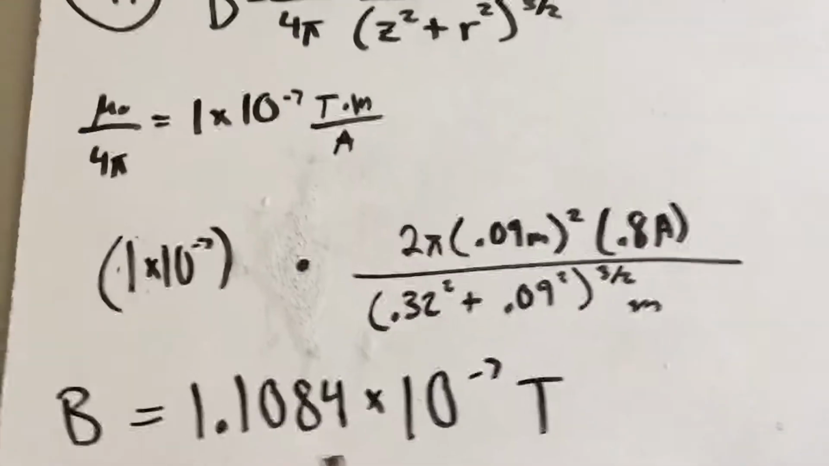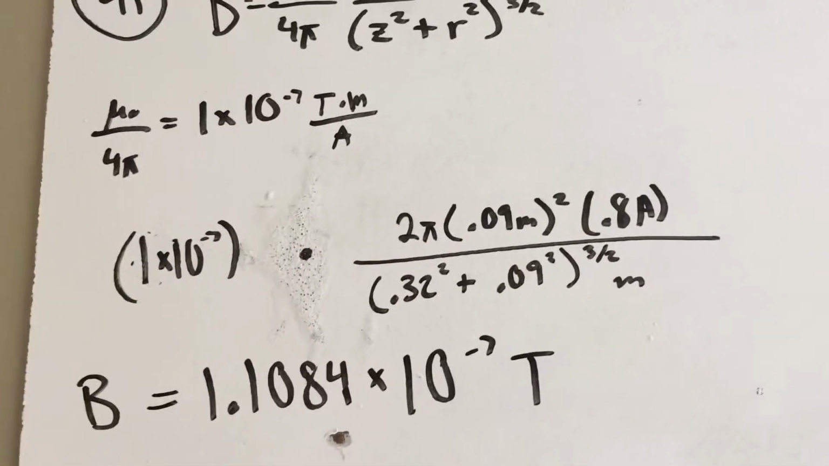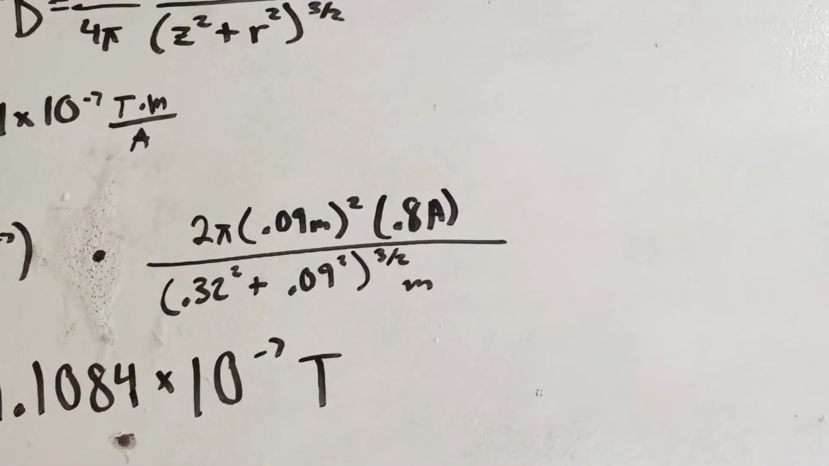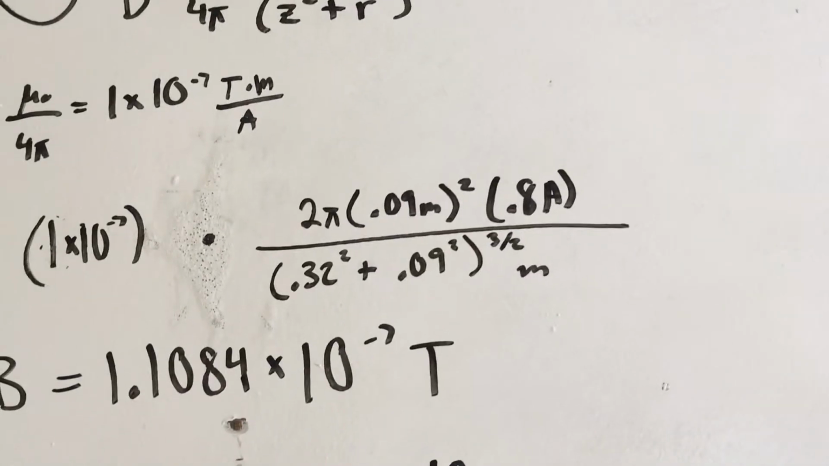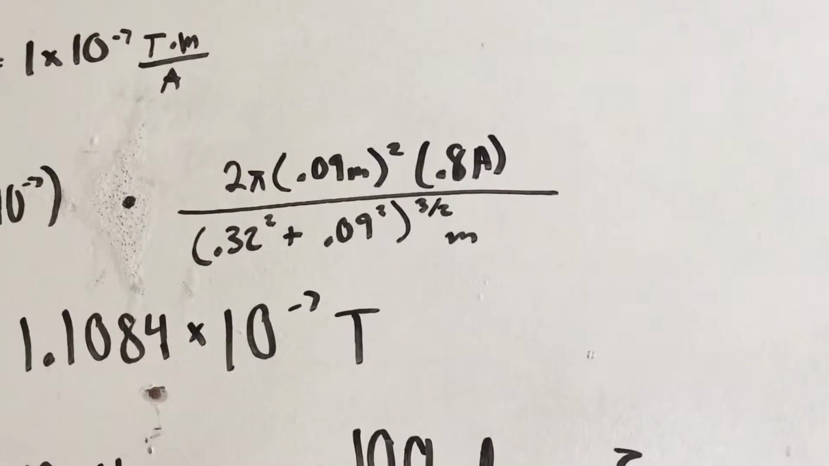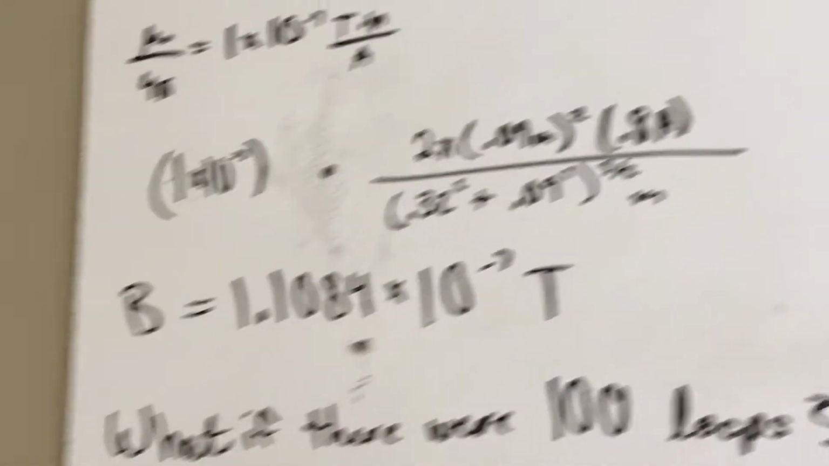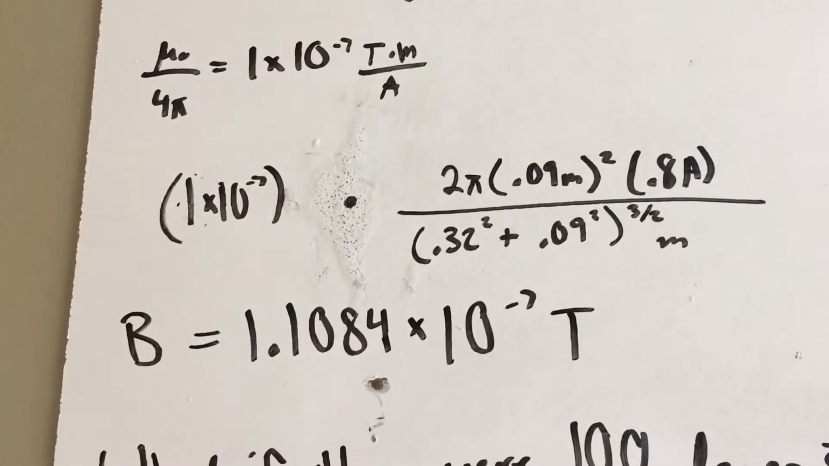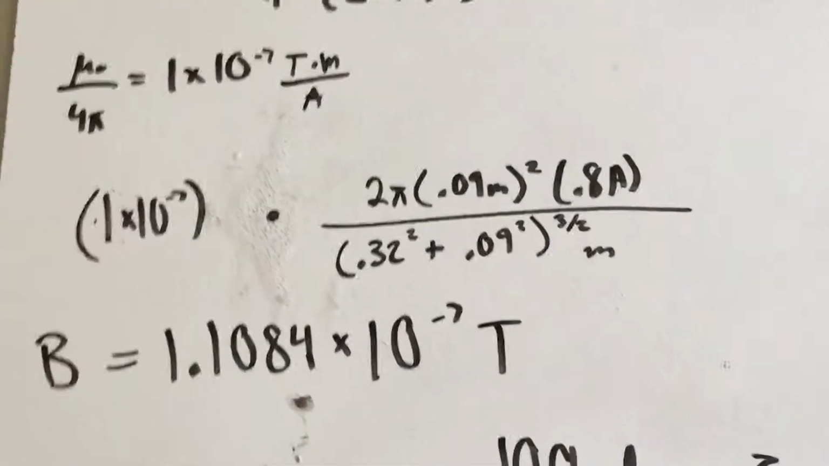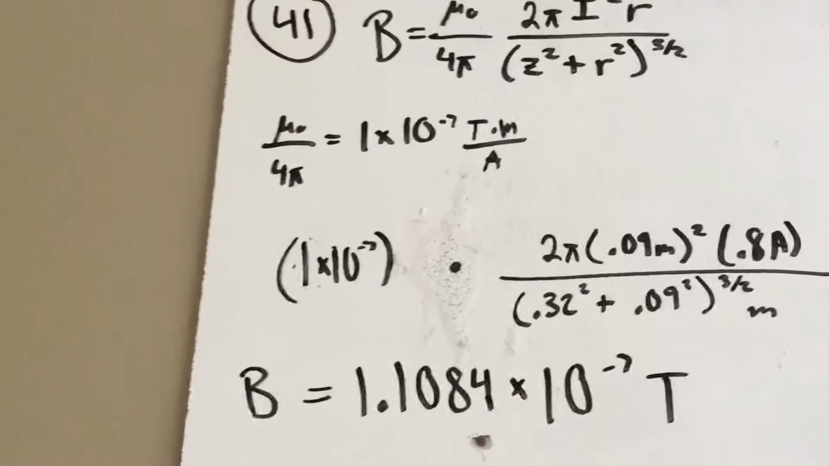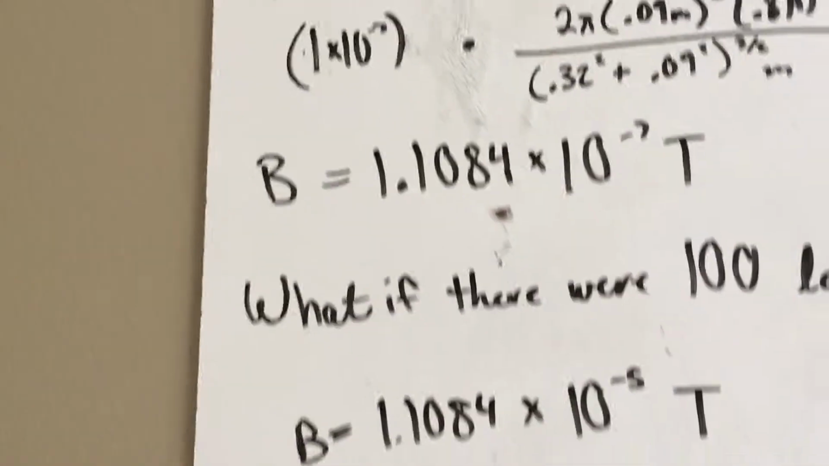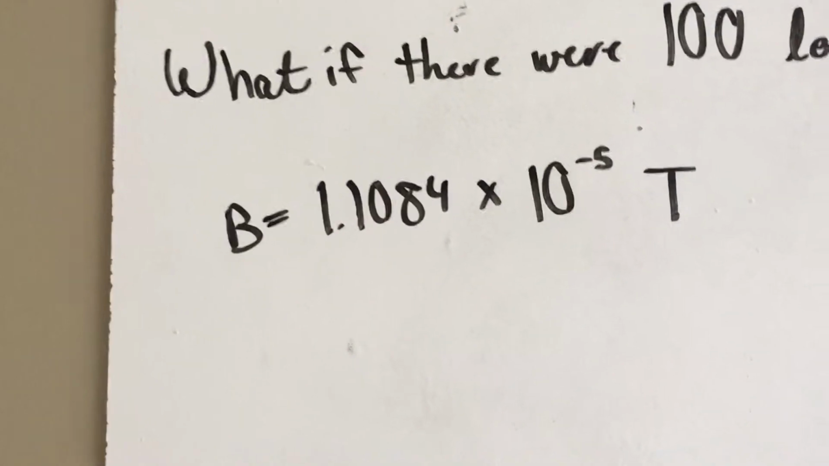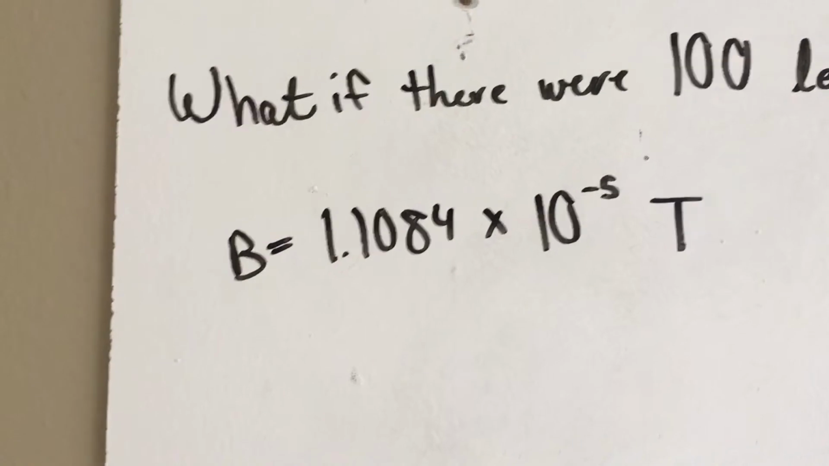I then plug that in and I get 1 times 10 to the negative 7th times 2 pi times 0.09 meters squared times 0.8 amps, over 0.32 squared plus 0.09 squared to the 3/2 power, giving me an answer of 1.1084 times 10 to the negative 7th tesla for my magnetic field. Then it asks, what if there were 100 loops? Well, what you would do then is you would just multiply by 100, and that gives you the same answer, but down to 10 to the negative 5th tesla.